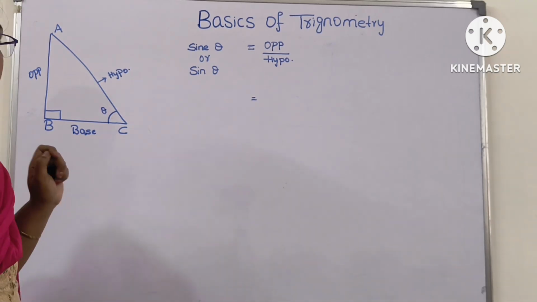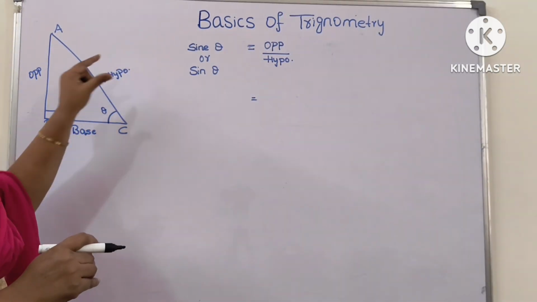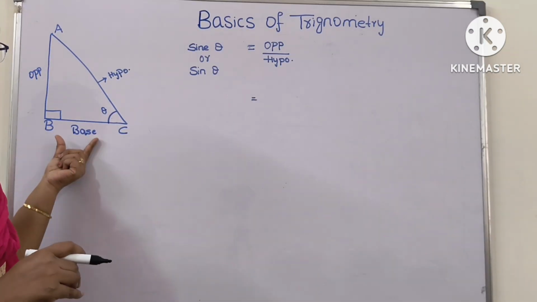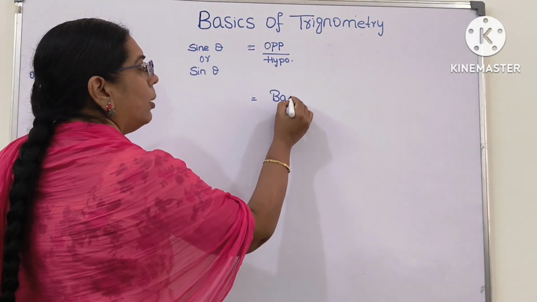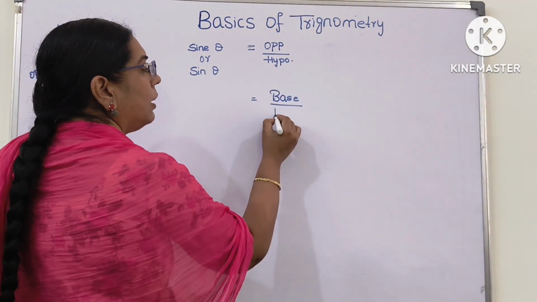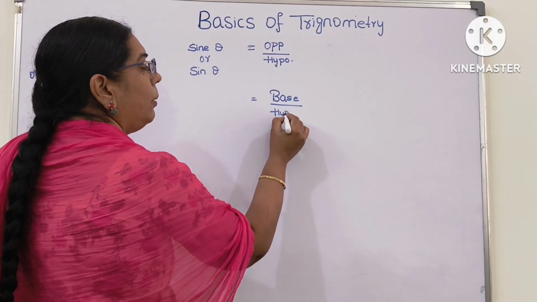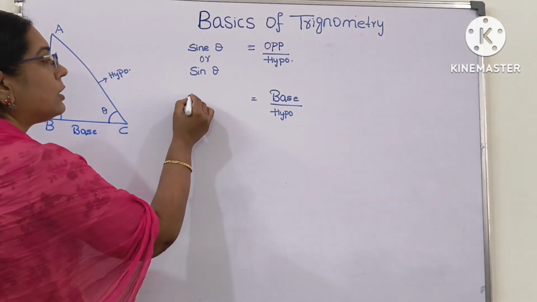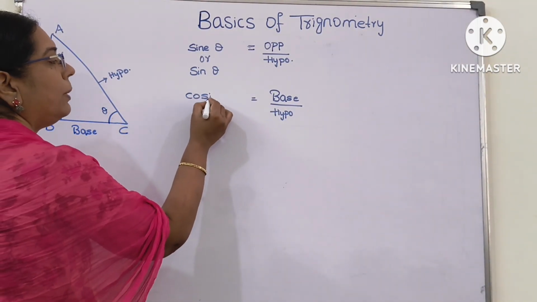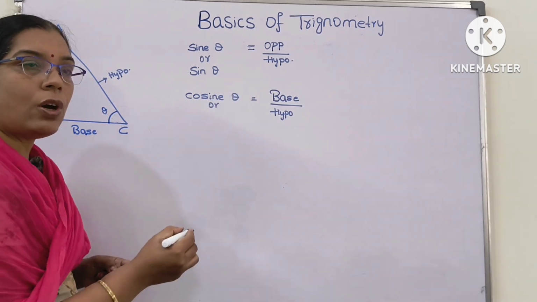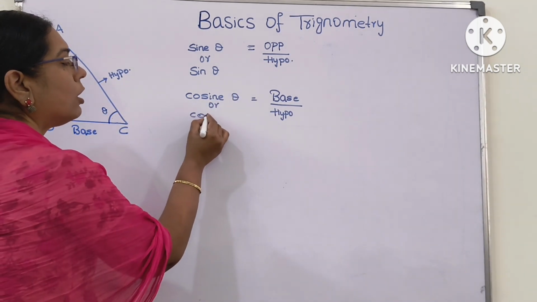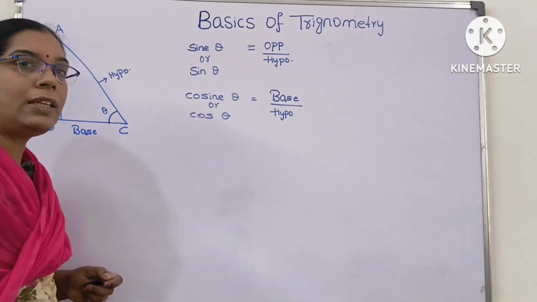Now, if I take the ratio of base and hypotenuse, base upon hypotenuse, then such a ratio will be called cosine theta. What will it be called? Cosine theta, or in short, cos theta.